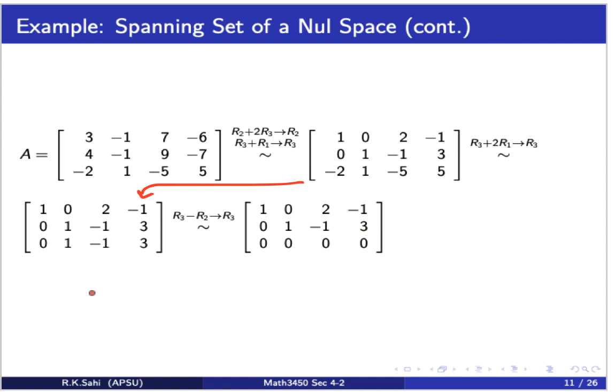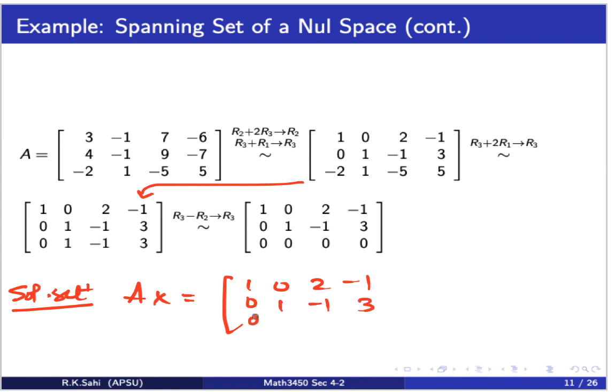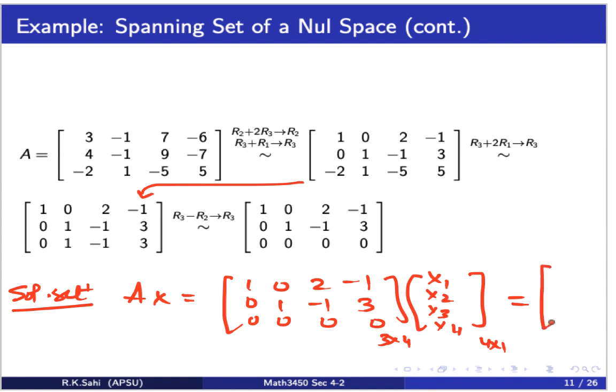Remember, what does that mean? It means, to find the solution set, what are we going to do? This Ax would now be the matrix 1, 0, 2, minus 1; 0, 1, minus 1, 3; with a fourth column of zeros. And remember this vector x has to be an element of R4, so we have x1, x2, x3, x4. Remember matrix multiplication, 3 by 4 and 4 by 1. And this is equal to the 3 by 1 zero vector, 0, 0, 0.